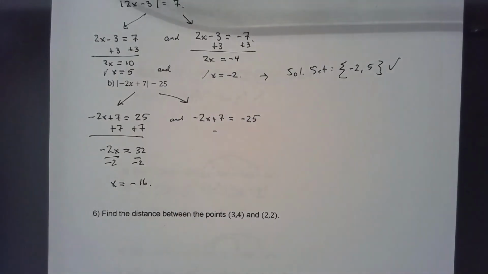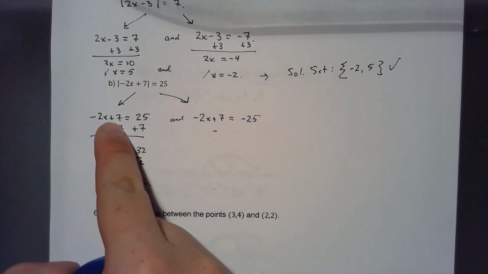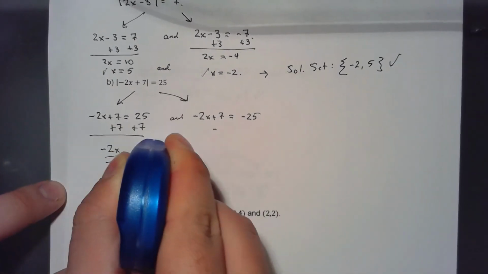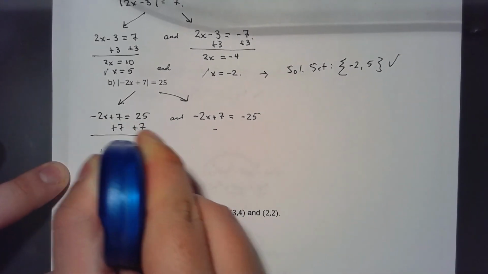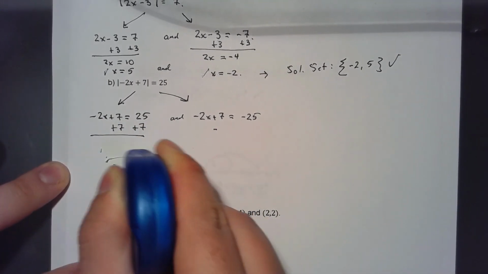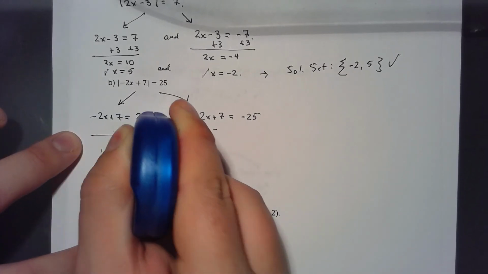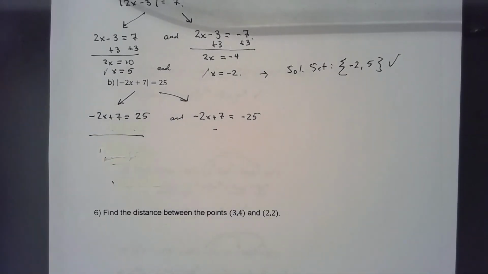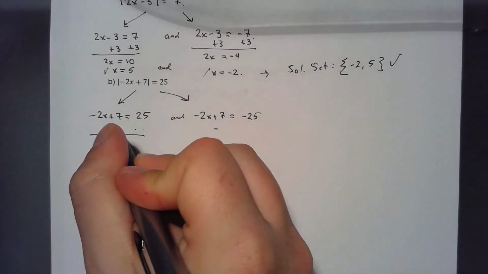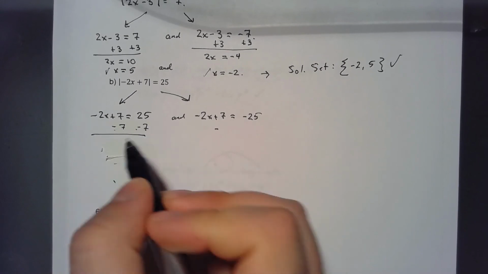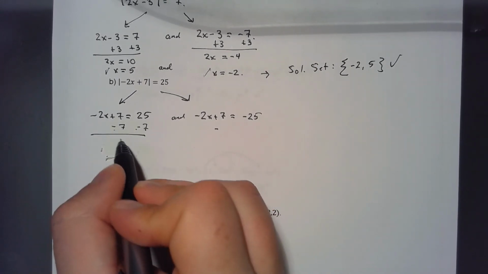Oh, wait a minute. I screwed this up, didn't I? Yeah, I did. I'm sorry. I had positive 7 here. I had to subtract 7. I'm sorry, guys. That's what happens when you record these things late at night. Let me go back. Subtract 7. Right, because I have plus 7. That gets rid of that.